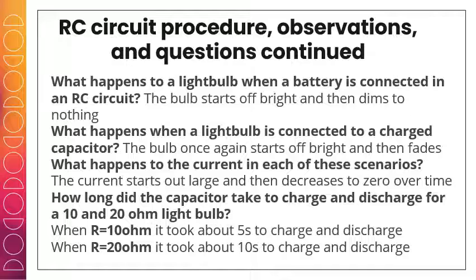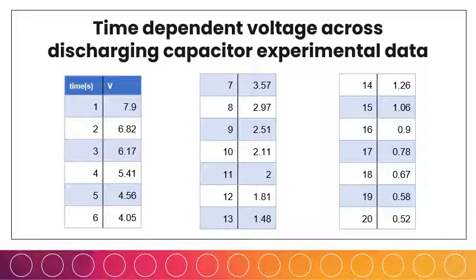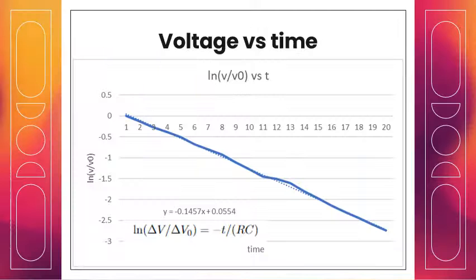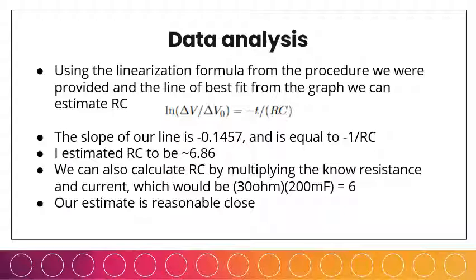How long did the capacitor take to charge and discharge for 10 and 20 ohm light bulbs? When it was the 10 ohm light bulb, it took about 5 seconds to each charge and discharge. When it was 20 ohms, it took about 10 seconds. We were also asked to gather data for various intervals of time and then the voltage at these times. When I plotted these in Excel, I generated a line of best fit, which we'll use in the next slide.